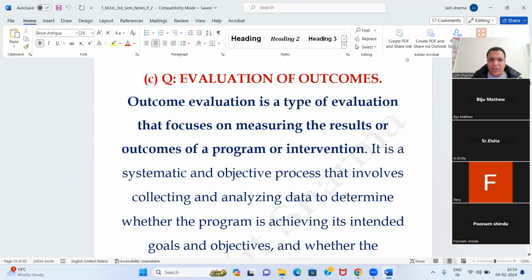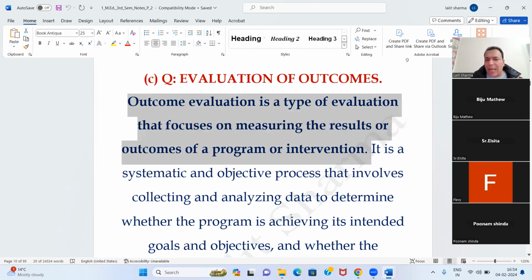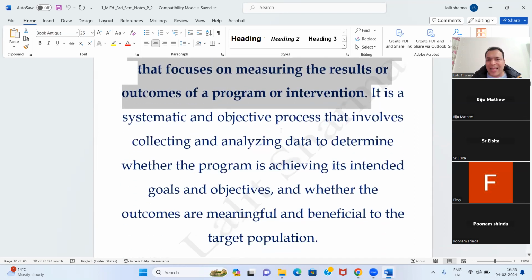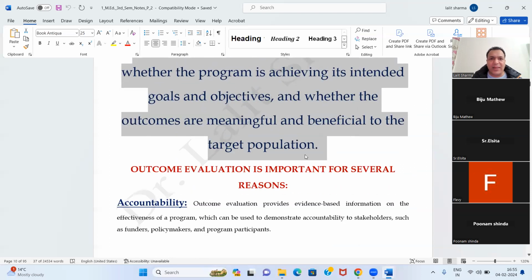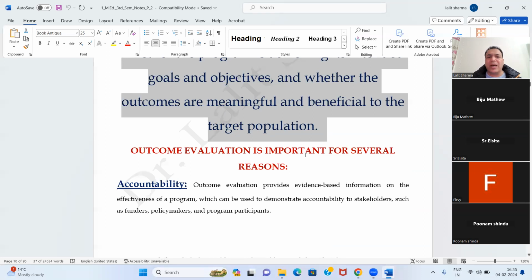Okay, the next question is a short question that came in last year's paper: evaluation of outcome. Outcome evaluation is a type of evaluation that focuses on measuring the results or outcome of a program or intervention. So what is the result of the program you are organizing in the school, classes and others. Basically it is a systematic and objective process that involves collecting and analyzing data to determine whether the program is achieving its intended goals and objectives and whether the outcomes are meaningful and beneficial to the target population.